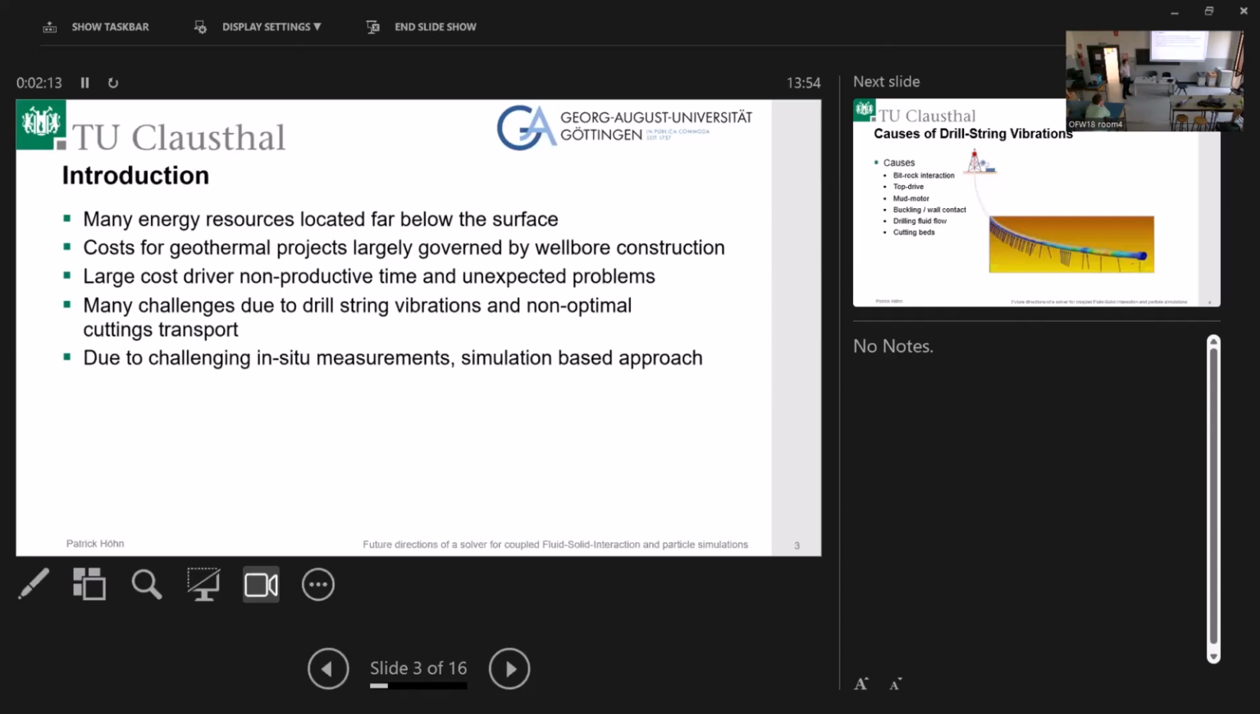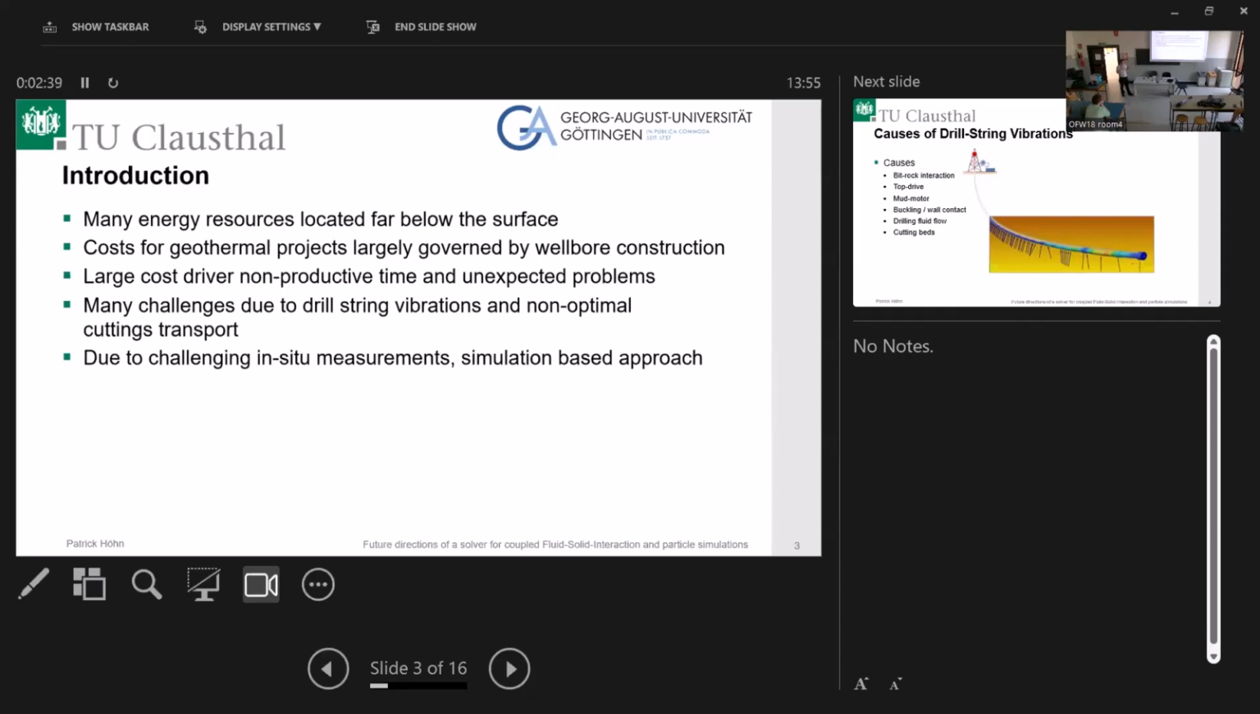And there, the largest cost driver is non-productive time. So when we still have the rig rented, but we cannot drill because something is broken, we need to do some maintenance, or something happens which we did not expect. And that is mostly related to the vibration of the drill string, and also to a non-optimal drilling approach.